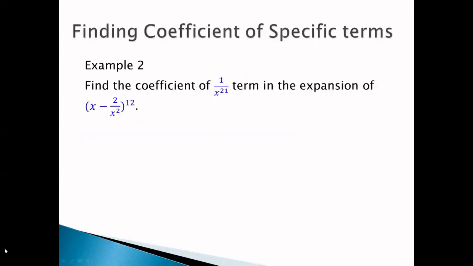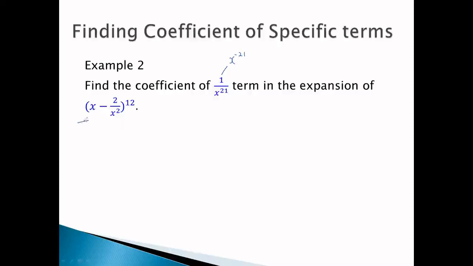Example 2. Find the coefficient of the 1 over x to the power 21 term in the expansion of x minus 2 over x squared, all to the power 12. Okay, so firstly, I want you to know that this, if you have learned indices, is actually x to the power negative 21, right? Why is this important? Because I'm going to do the general term out and you'll find out why.